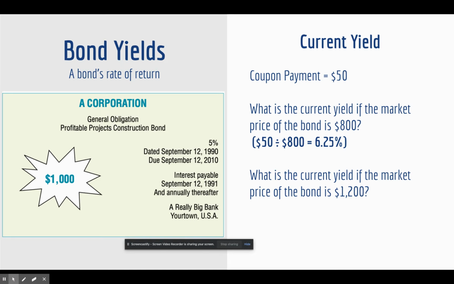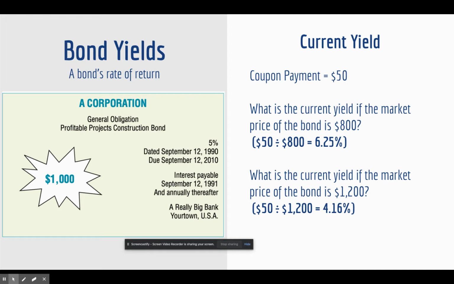Now, again, bonds can be bought and sold in the market. What happens if this bond is selling above par, or selling at a premium? What happens to our current yield? Well, we know that the coupon doesn't change. We know we're still going to be making $50 every single year. And now I take that divided by the current price of the bond, and you can see my yield actually decreases by almost 2%.